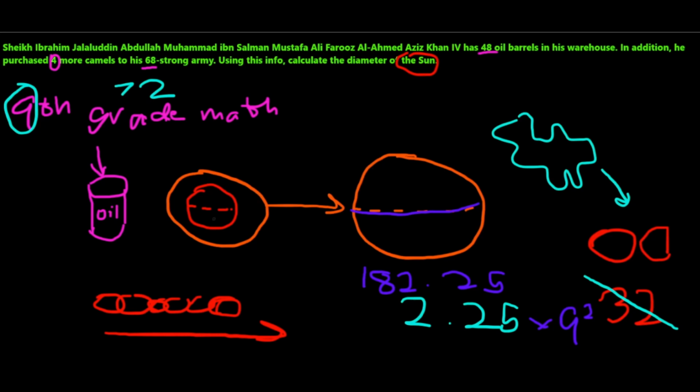So what do we do from here? We haven't calculated the diameter of the oil barrel. Well, we don't need that. So if we take the actual value for the diameter of the sun, and divide it by 182.25. So that's 1,392,700 by 182.25. You get a very long number, which I'm just gonna round down to 7641.7.